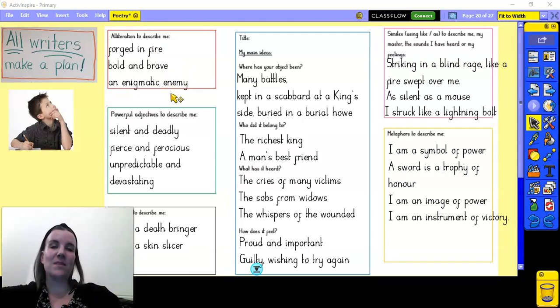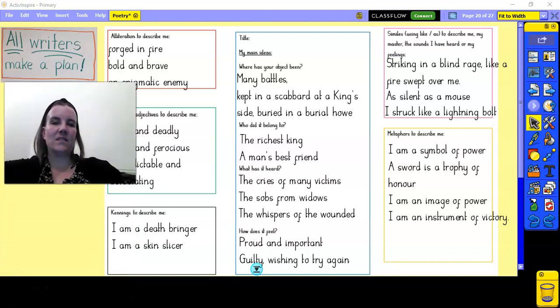Yeah, you're right. These were some of the lines that we used in our jigsaw poems earlier in the week. So you can see I'm using previous learning to help me with my ideas. And you can do the same. You can use some of those cards that you created earlier in the week with your jigsaw poem and use those as well. I've then started thinking about how I would describe my sword in quite a powerful way. So I might say it's silent and deadly, fierce and ferocious, unpredictable and devastating. I wonder what adjectives you could come up with for yours.